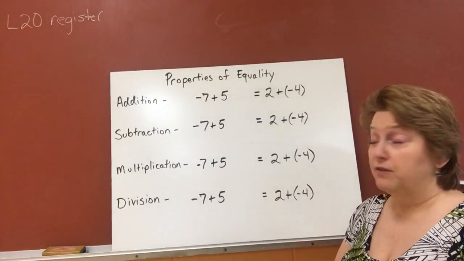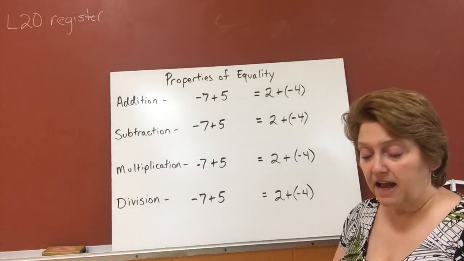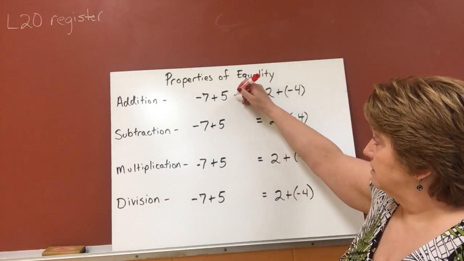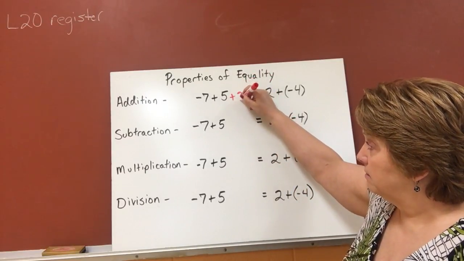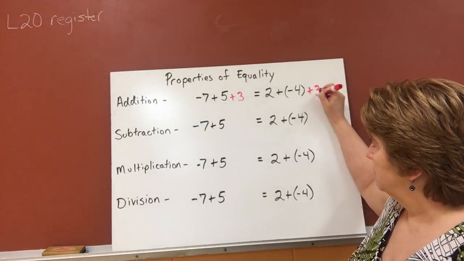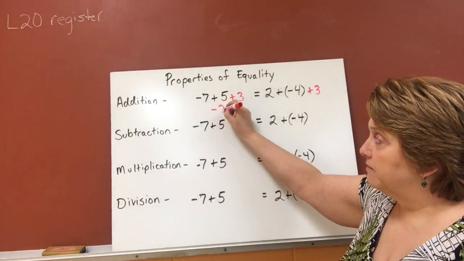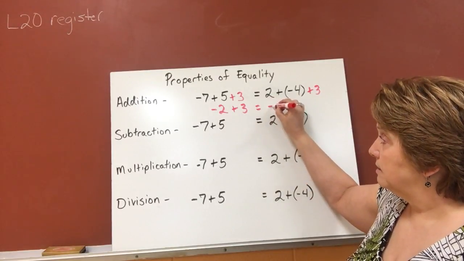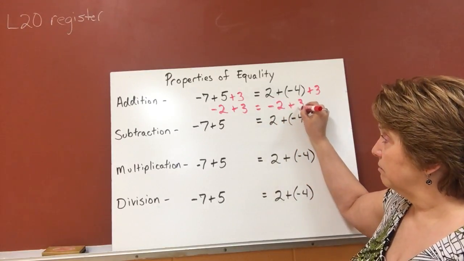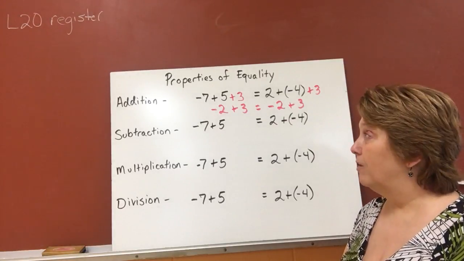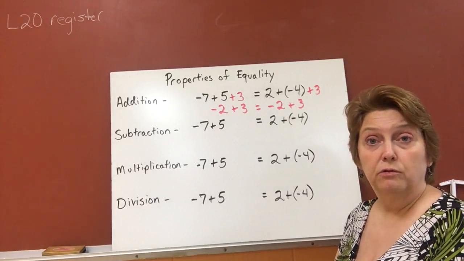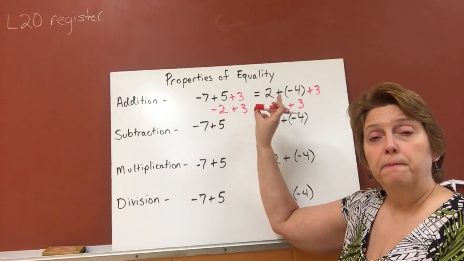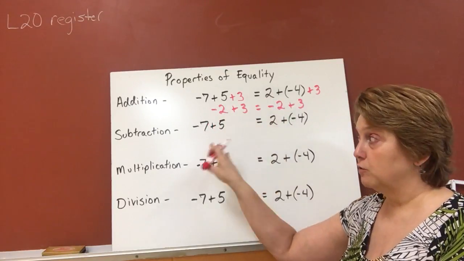So what the properties of equality say is that if I add the same thing to both sides of the equation, such as if I add 3 to both sides, then we end up with -2 plus 3 equals -2 plus 3. So the answer would be 1 equals 1, which is true. So when I add the same thing to both sides of the equation, the equation is also true.